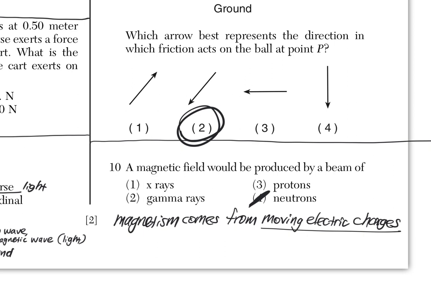Gamma rays and X-rays are both forms of light. Light is neutral. They're not even particles, they have no mass. They're photons. So by process of elimination, I'm left with protons. A beam means that they are moving, and protons are positively charged. So a beam of protons would totally be magnetic. In fact, that's how they're easily controlled, because as they move, they're magnetic, and magnets can control the beam. So that is choice 3.